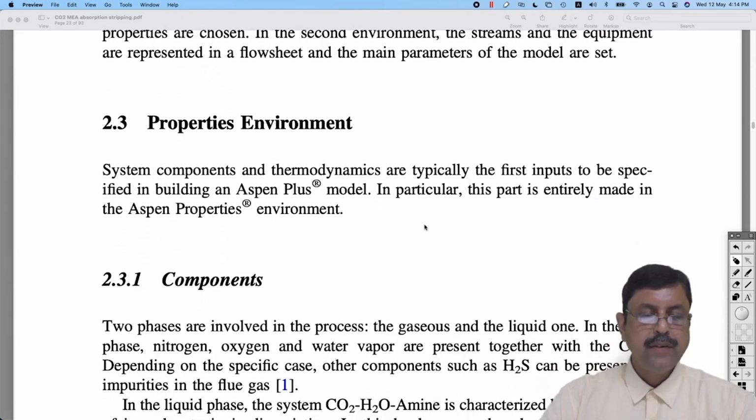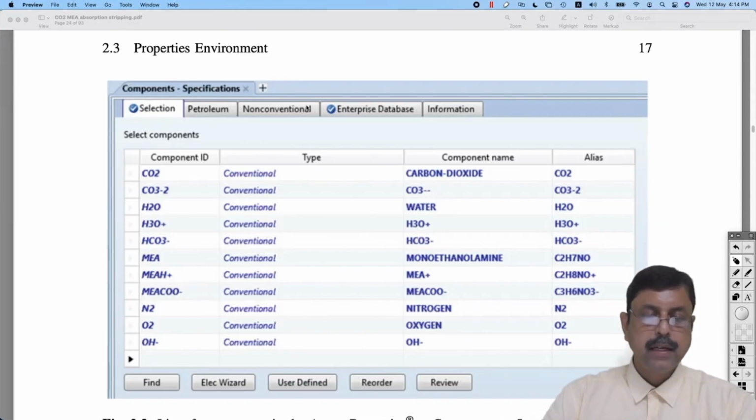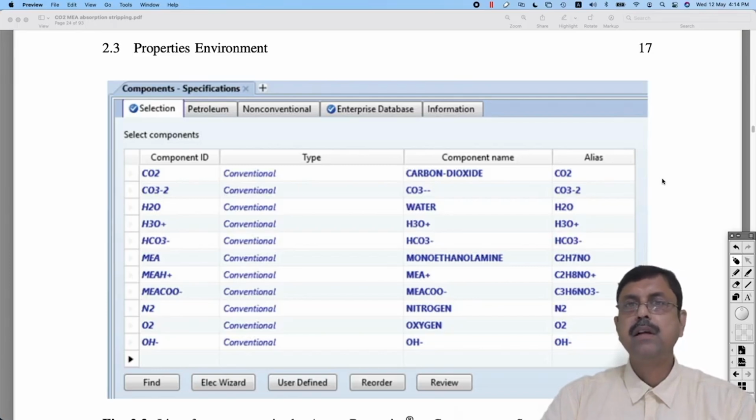And then we have to select the property environment. First, components. This particular figure is very familiar to you because every now and then whenever you begin your case study, you have to give the component specification in this manner. What is interesting over here, you can see, other than the molecular compounds like carbon dioxide, water, monoethanolamine, etc., you also have some ions like CO3 minus minus. It's an ion which has been given as a component.